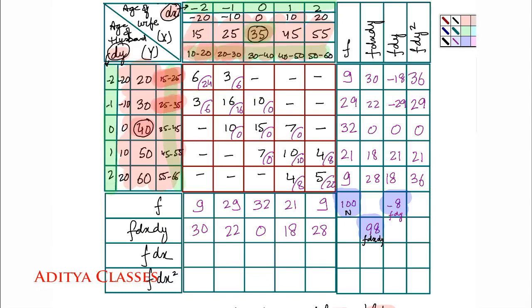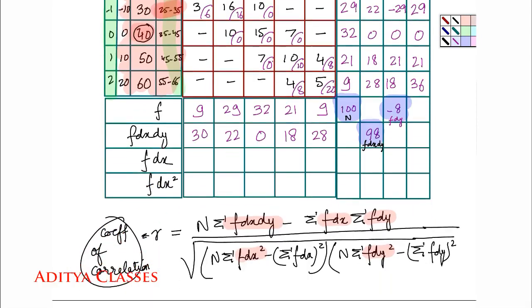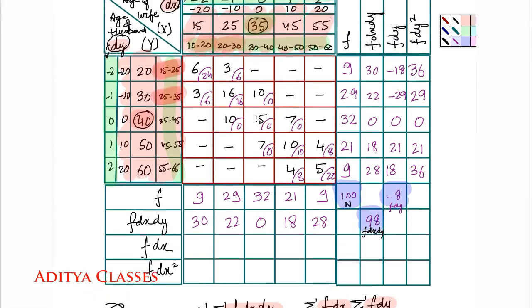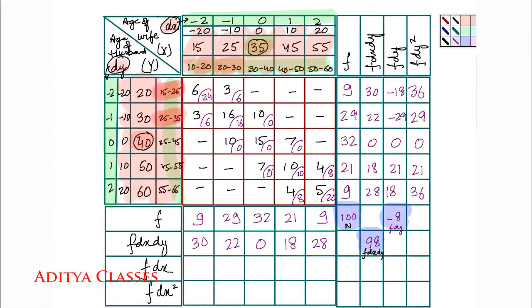You can either find out squares of dy and multiply them to f, or you can take this f dy and then multiply it to dy. So we already have f dy. Once again multiply by dy, it will give f dy square. So you could pick either of these approaches. We will practice these approaches in videos to come. For the moment, let us find out f dx.